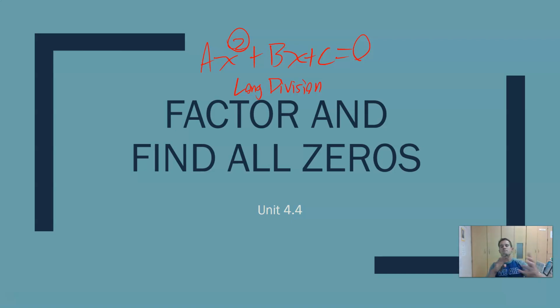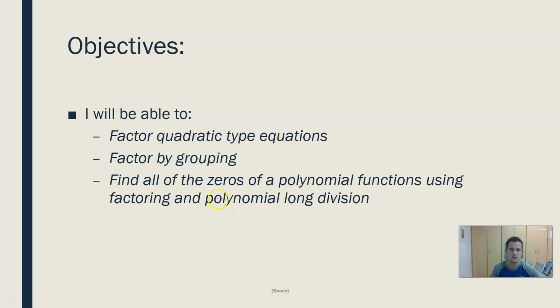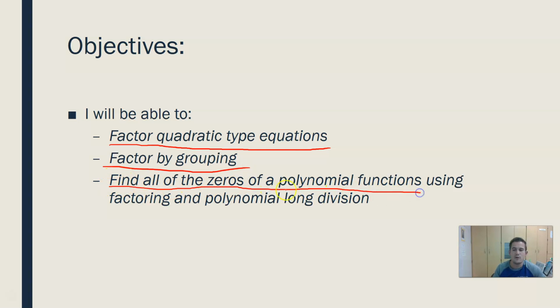We're going to kind of use both of those tools and put them together in an effort to factor and find all zeros of a variety of different polynomial functions. So that's what we're going to do here. We're going to put everything together, and we're going to talk about factoring and finding all zeros to a bunch of different polynomial functions. By the end of this lesson, this is what you'll be able to do. Factor quadratic type equations. I'll talk about what that means. Factor by grouping, and then find all the zeros of a polynomial function using factoring and polynomial long division.